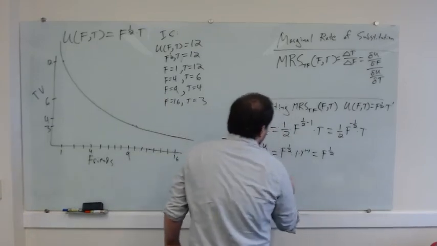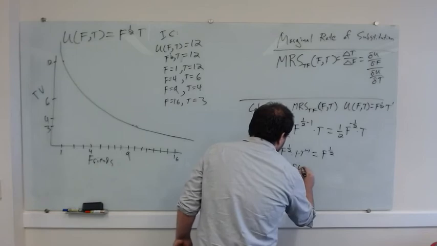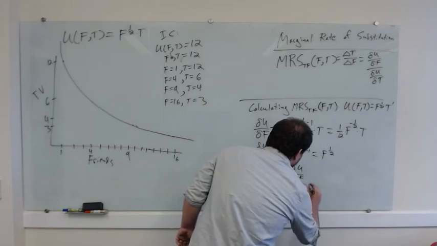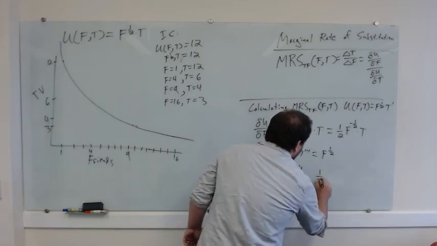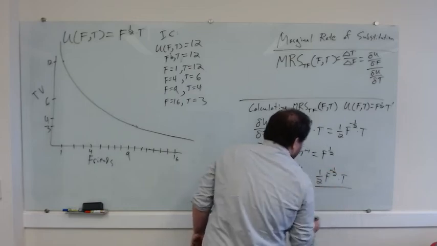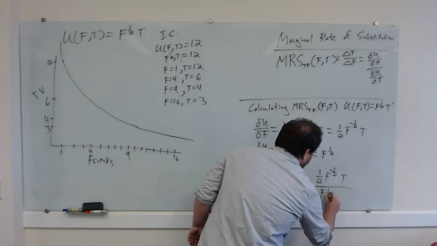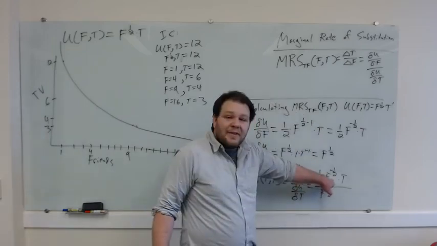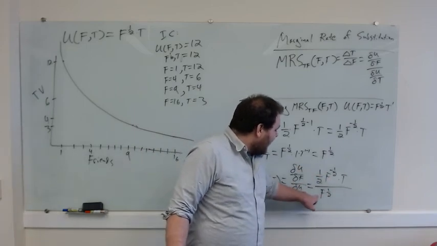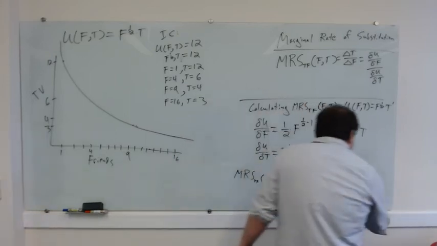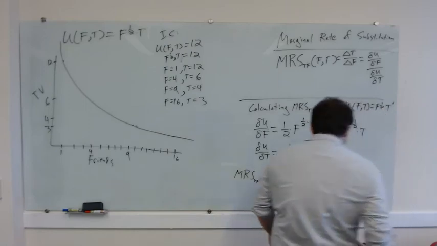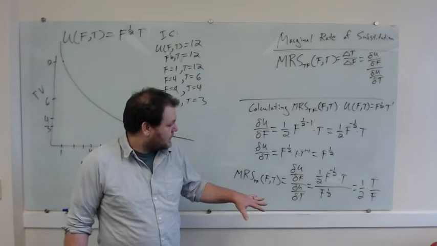So now my MRS is going to be du/df over du/dt, which is going to be 1/2 f to the negative 1/2 times t over f to the 1/2. F to the negative 1/2 is the same as 1 over f to the 1/2. So this is 1/2 t over f to the 1/2 times f to the 1/2. So this is just going to be 1/2 times t over f. This makes sense?